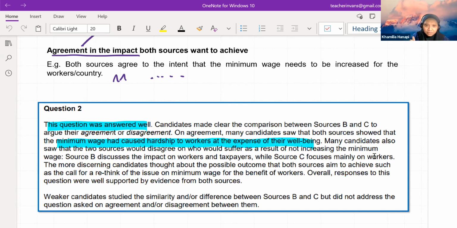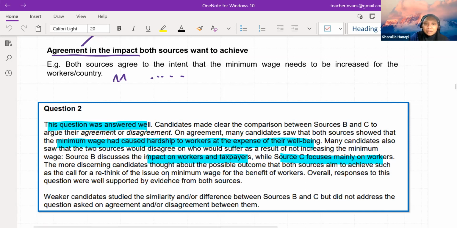Which is the most obvious. So many candidates also saw that the two sources would disagree on who would suffer as a result of not increasing the minimum wage. Source B discussed the impact on workers and taxpayers, while Source C focuses mainly on workers. In Source B, the impact is on workers and taxpayers, whereas Source C is really about the workers, right? Because the workers only seems to benefit the richer and the society itself, okay?